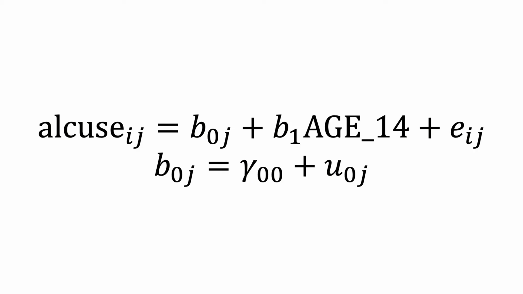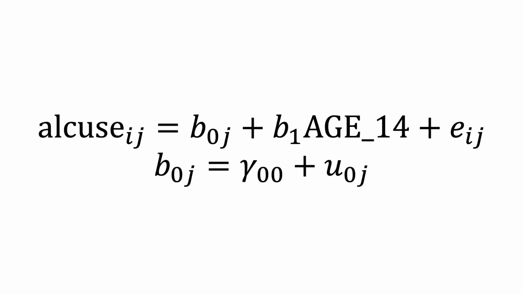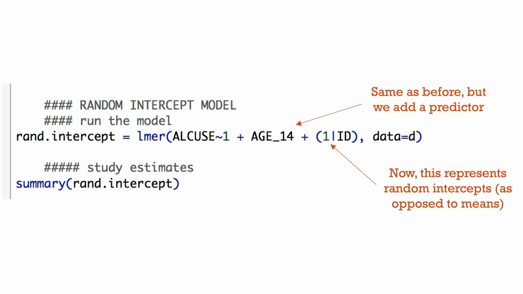So if we were to expand the level 2 model, we would say B0j is equal to gamma 00 plus U0j. So again, the intercepts are allowed to vary, but the slope is fixed. And if we were to put it all together, this is what it would look like. Yay, hallelujah, wahoo. And then if we were to look at it in R, this is what the equation would look like. Again, that age 14 tells R that there is a fixed effect because it is outside the parentheses, and then within the parentheses we have a 1 that tells R that the intercepts are allowed to vary across IDs. And if we were to use just summary of rand.intercept, we would get something that looks like this.